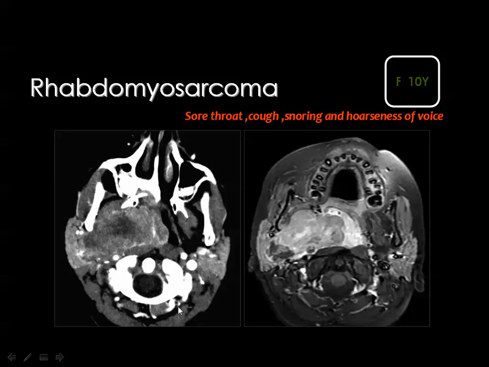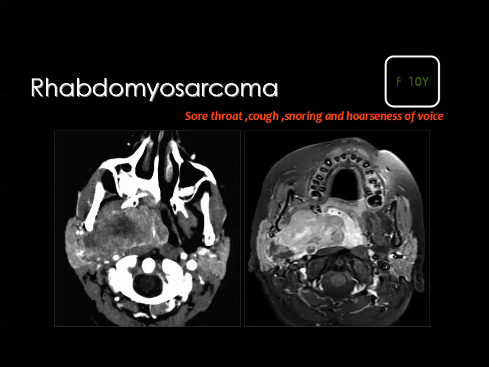Another case of rhabdomyosarcoma in a female patient, 10 years old. You see, this is a very big mass infiltrating the pharynx on the right side, and it has also invaded the parotid gland, and you can see that there is fat anterior to the mass. Then you know that this lesion is arising from the wall of the pharynx, particularly the nasopharynx. Then the patient is young, and you are in the differential diagnosis between lymphoma and rhabdomyosarcoma.